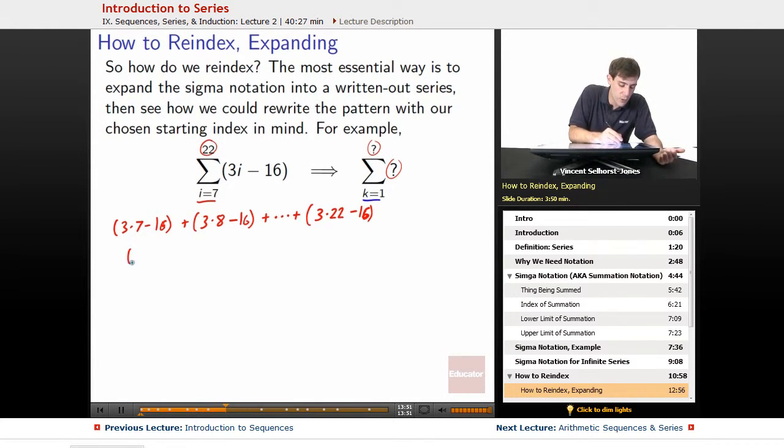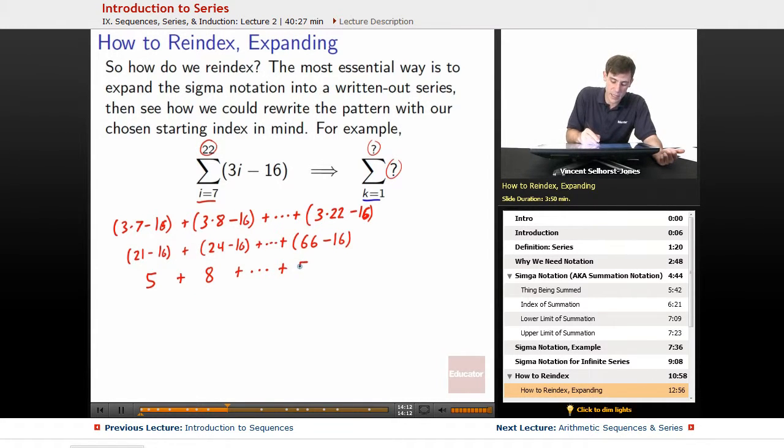So 3 times 7 would get us 21 minus 16, plus 3 times 8, 24, minus 16, plus dot dot dot, plus 3 times 22, 66, minus 16. So 21 minus 16, that's 5, plus 24 minus 16, that's 8, plus dot dot dot, plus 66 minus 16, that's 50. We look at this and might realize, oh, it's going up by 3 each time. And that makes sense since we started with 3i. So it's going up by 3 each time.